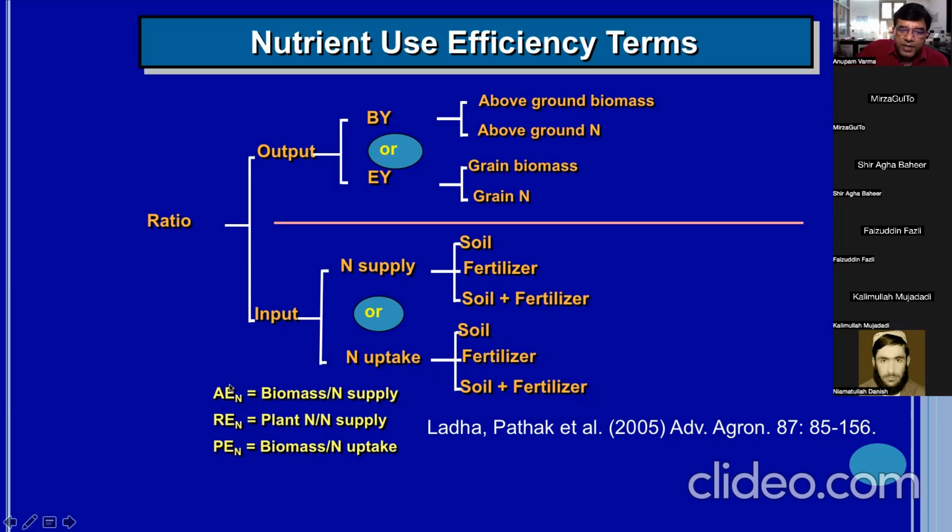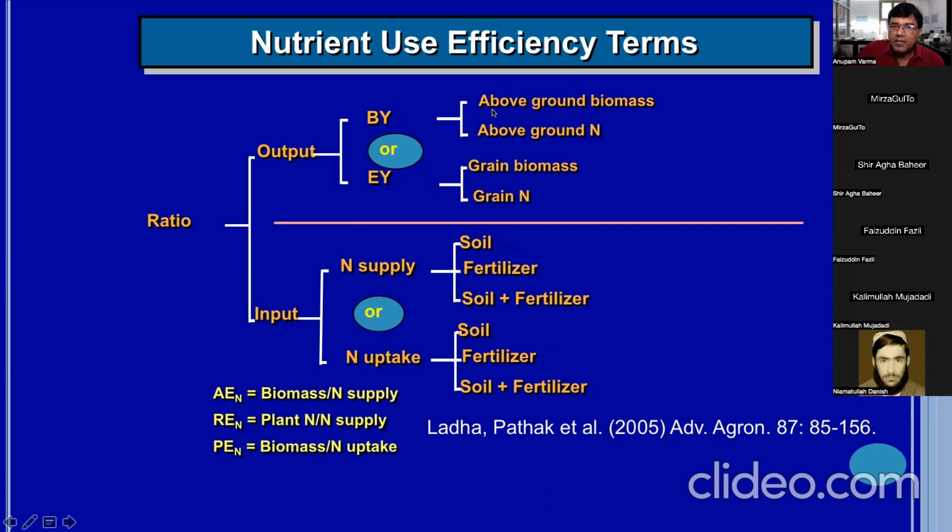Agronomic efficiency of nutrient. This N is for nutrient. Biomass divided by nitrogen supply. So biomass can be biological yield, which can be of two kinds. You see, above ground biomass. So you can take above ground biomass, how much is produced, and you can calculate nutrient use efficiency just for soil. Divide this value with the nitrogen supplied by the soil. How much nitrogen was supplied by the control treatment. So similarly, above ground nitrogen, you can divide it by this one also.